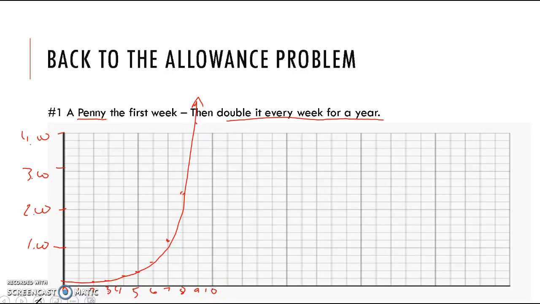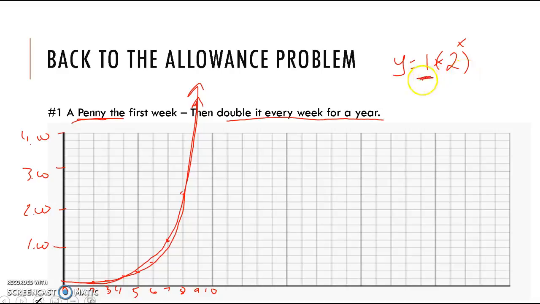This is an exponential growth function because it starts growing slowly, but as time goes by, it just shoots way up there. One of the things that I want you to see is that the general form for this situation would have looked like this. We would have started with 1 penny, and it would have doubled X number of times. We could have also written it like that.